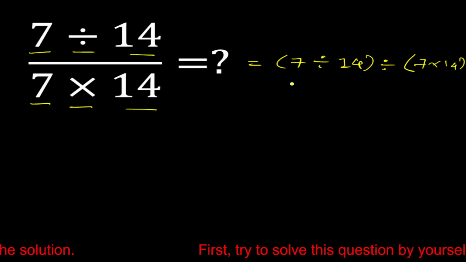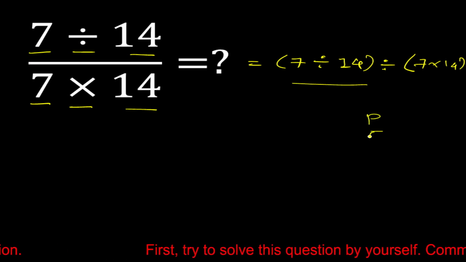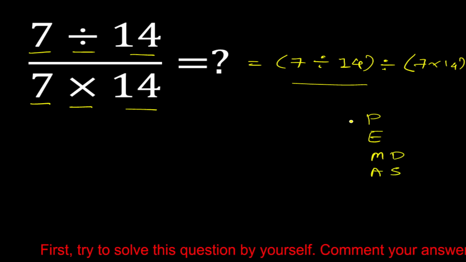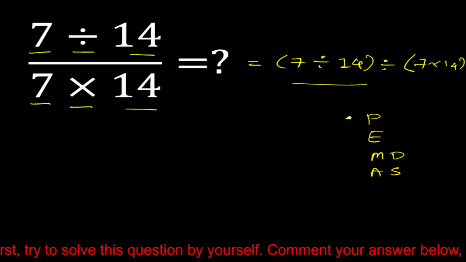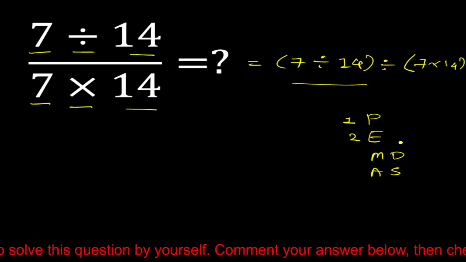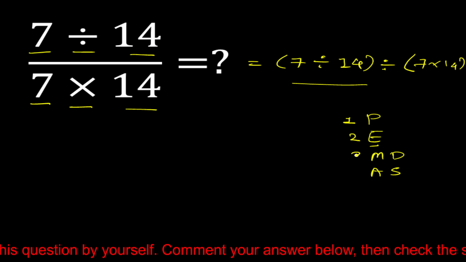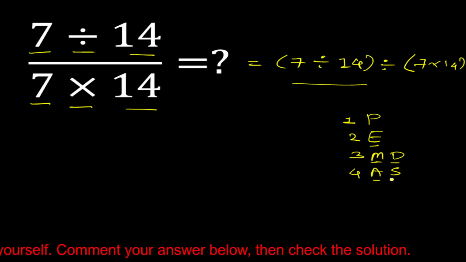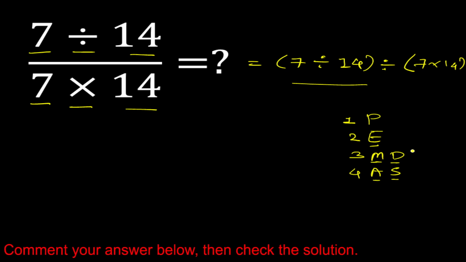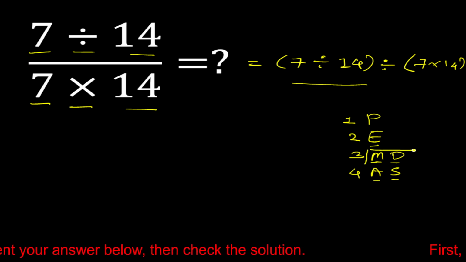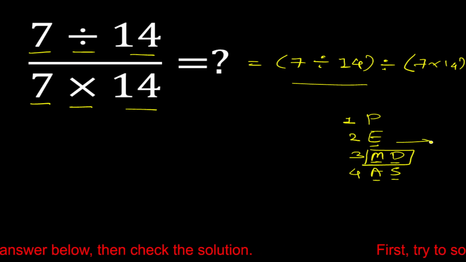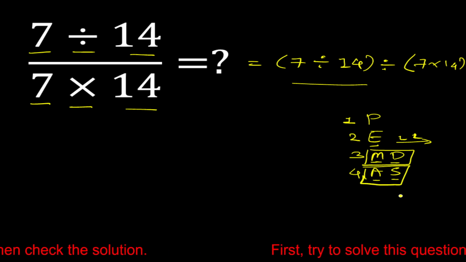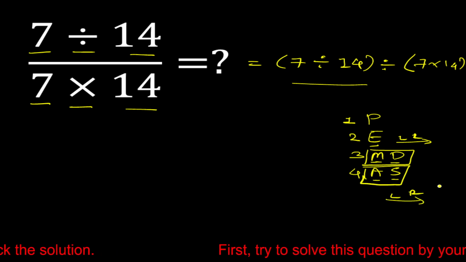Okay, now let's solve this problem by using the PEMDAS rule. PEMDAS. According to PEMDAS, first priority is parenthesis, second priority is exponents, third priority is multiplication and division, fourth and last priority is addition and subtraction. Here multiplication and division both have equal priority, so we have to solve it from left to right. And also addition and subtraction both have equal priority, so we have to solve it from left to right.